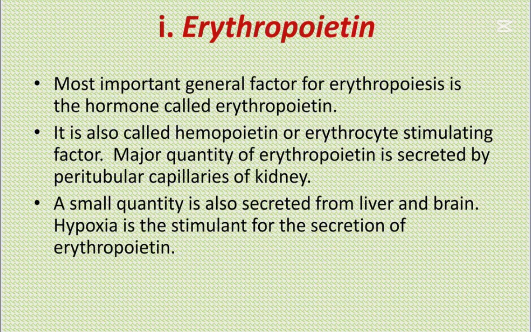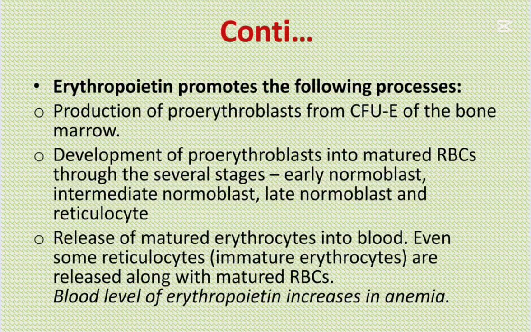So now, what is the action of erythropoietin? Why is it important? The first is that it promotes the production of pro-erythroblasts from the colony forming unit of erythrocyte of the bone marrow. Remember, when we were breaking down the committed pluripotent hemopoietic stem cells, we said we first form what we call the CFU-E, which is the colony forming unit of erythrocyte. Once we form the CFU-E, we start with the stages of red blood cell formation, which is the pro-erythroblast or pronormoblast. So erythropoietin allows for the production of this pro-erythroblast, which we discussed in our last video.